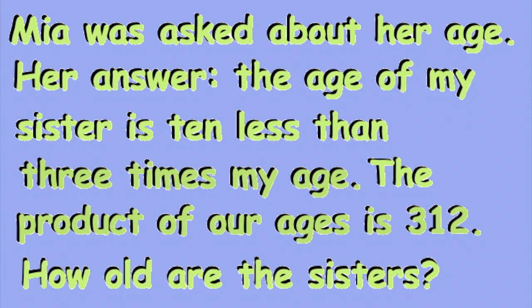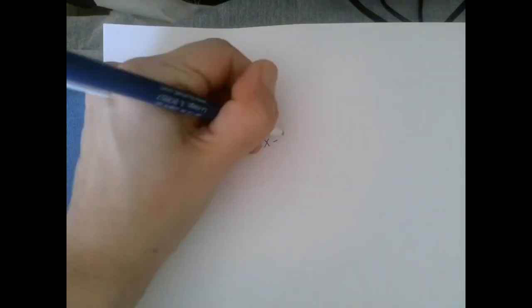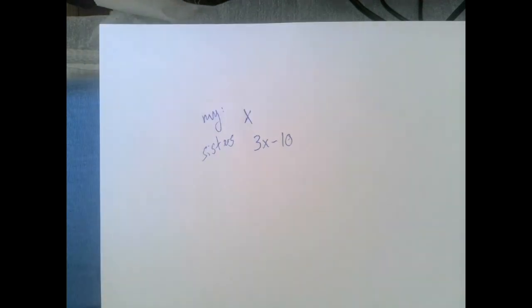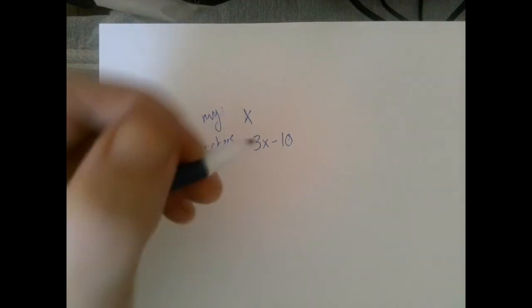It appears that we're dealing with a quadratic word problem. It's going to be quadratic because instead of the sum of unknowns, we are dealing with the product of unknowns. So let's see. My sister's age is 10 less than 3 times my age. If my age is x, then the sister's age is 10 less than 3 times my age. That's 3x minus 10. And now what else is given is that the product of these two ages is 312.